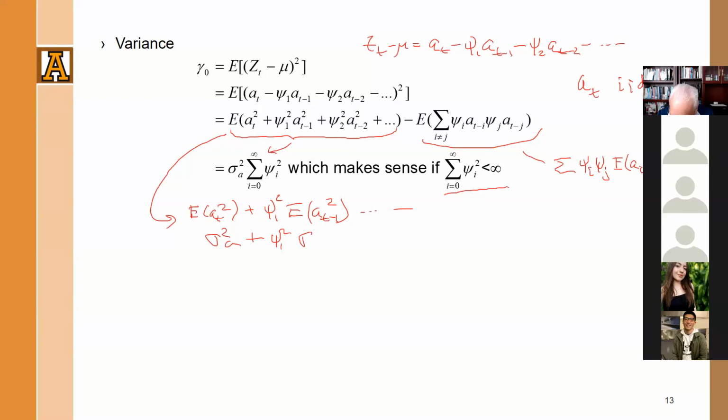IID with mean 0 and variance sigma squared sub a. So this is again sigma squared sub a, and so on. So I can express this, and that's why we made the notation earlier for psi 0. This is psi 0, this is psi 1 squared, psi 0 squared. Psi 0 is 1. Okay. Thank you. No, you're welcome.